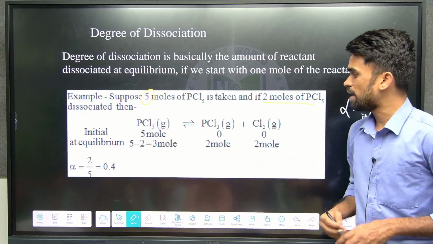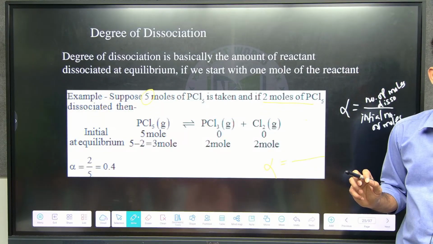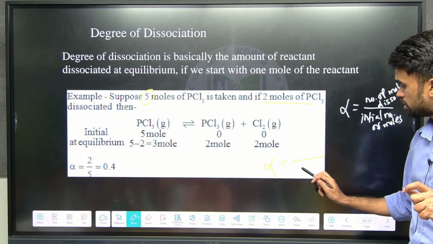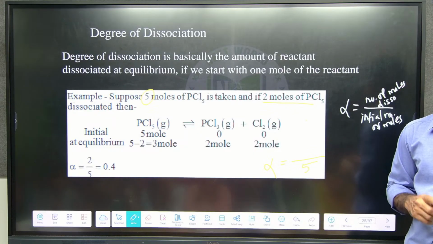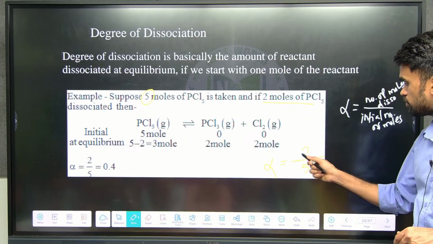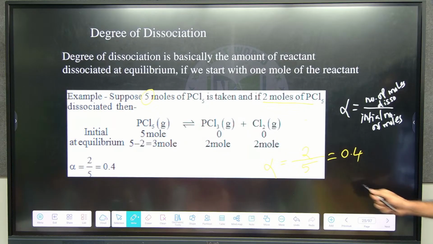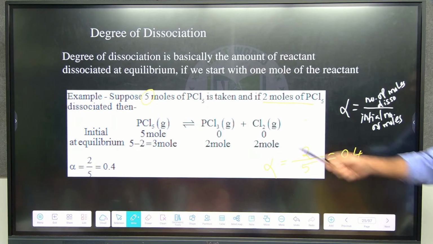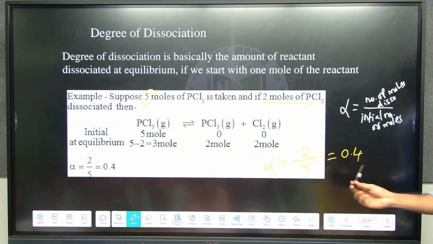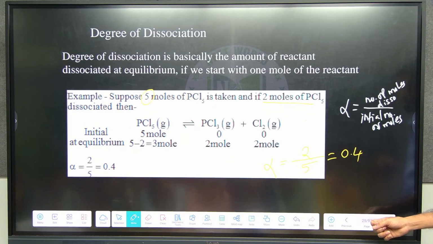Okay. So now if I ask what is the degree of dissociation, how many moles we have taken initially? 5. Initial number of moles in the denominator. How many moles dissociated? 2. So 2 by 5 you can write. So 2 by 5 means how much it is? 0.4. So degree of dissociation for this substance is how much now? 0.4. Like this, we can calculate the degree of dissociation.